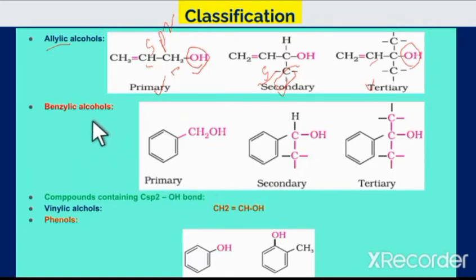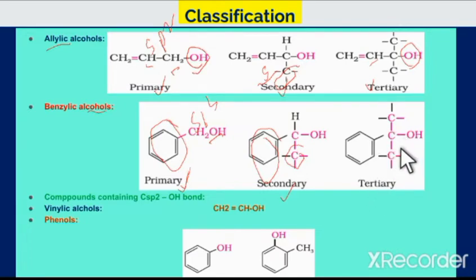Another one is the benzylic alcohols. In the case of benzylic alcohols, here also the OH-bonded carbon undergoes sp3 hybridization, and the next carbon is attached to the benzene ring. If the OH-bonded carbon has two hydrogens and one phenyl group, that would come under the primary benzylic alcohol, whereas if the OH-bonded carbon has one more carbon and the other is the benzene ring, it would come under the secondary benzylic alcohol.